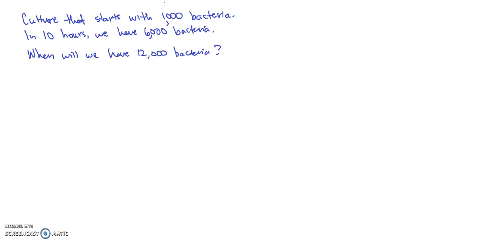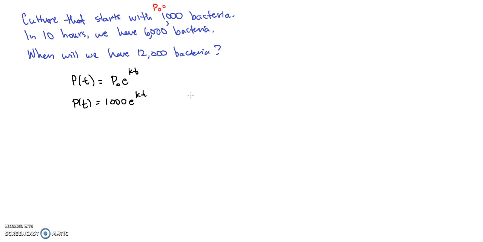So, what do we know here? We know that we're starting with 1,000 bacteria. That's our A naught for the entire problem. Actually, let's use P naught for population. So we're using P of t equals P naught e to the kt. I know that our initial amount is 1,000, and that number is going to stay there the whole time.